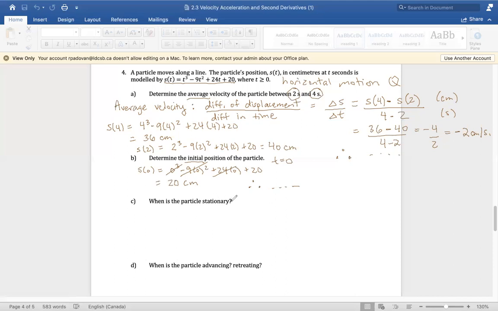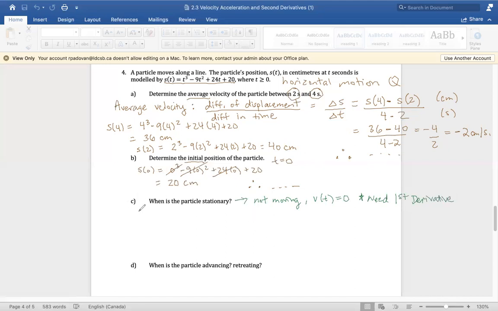When is the particle stationary? So what does stationary mean? For the particle to be stationary, that means it's not moving, literally not moving. It's not in cruise control or anything. When it's not moving, then my velocity function is 0. So in this case, I do need to get my first derivative to get my velocity function now, right? I need my first derivative.